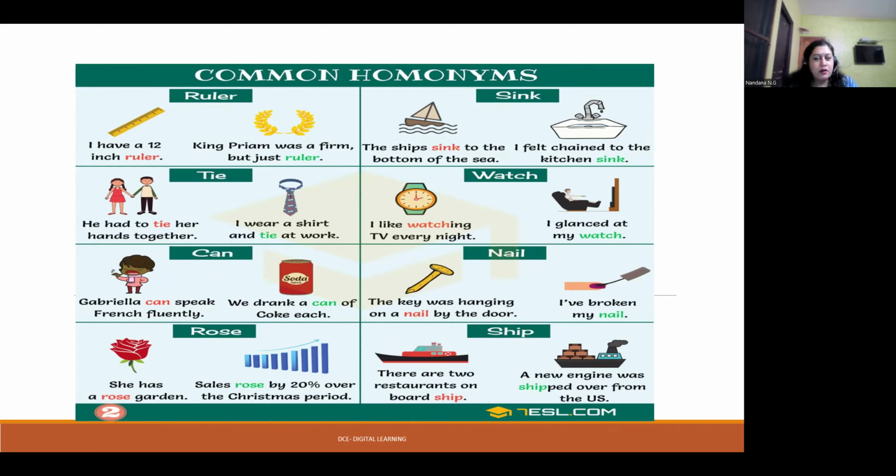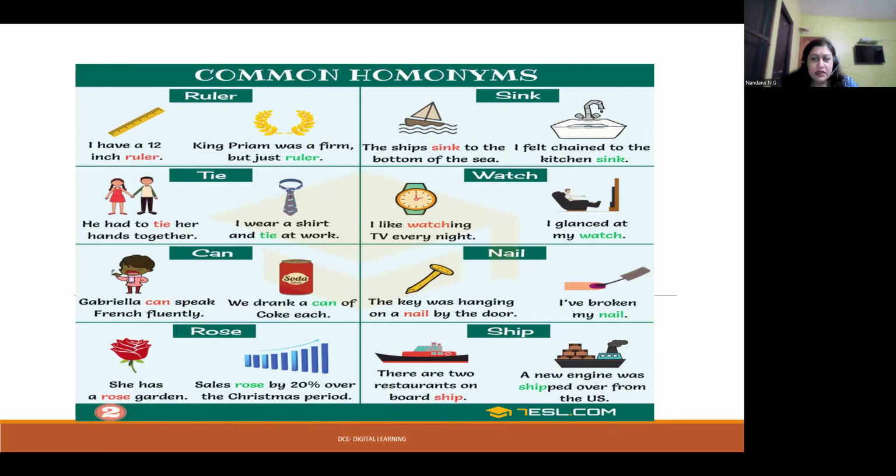Can. Can is used both as a verb and as a noun here. Gabriella can speak French fluently. Here, can refers to her ability to do it. In the second instance, can refers to a can of Coke. The next word, rose. She has a rose garden. Obviously, the word rose refers to the flower, the most beautiful flower. The second meaning of the word rose is, sales rose, wherein they increased by 20% over the Christmas period.